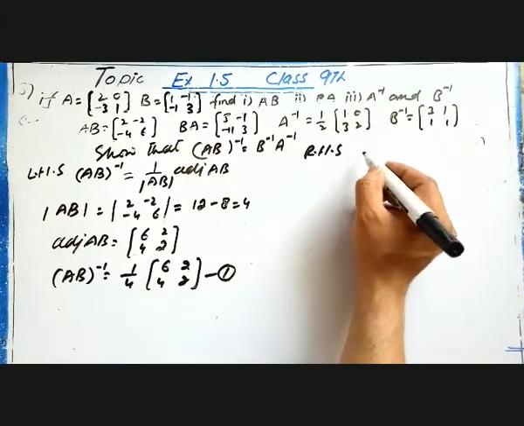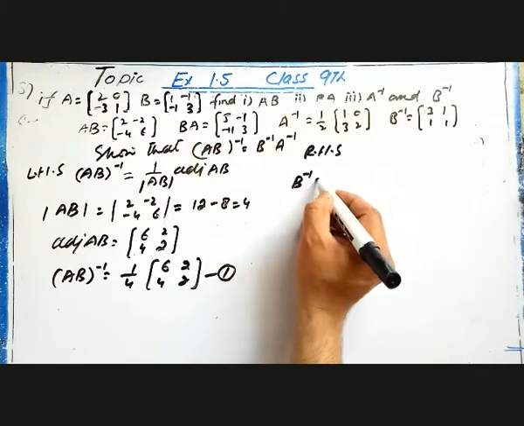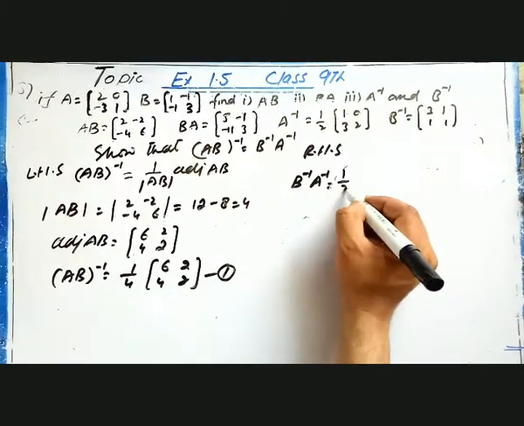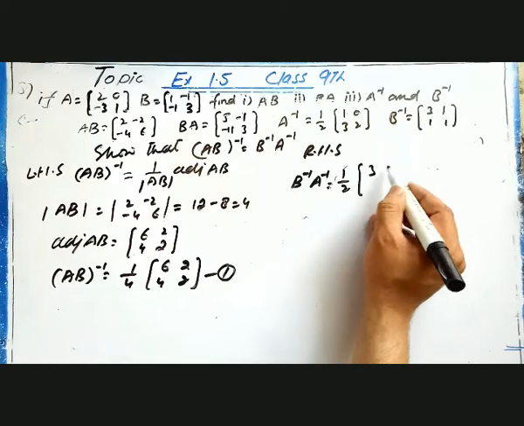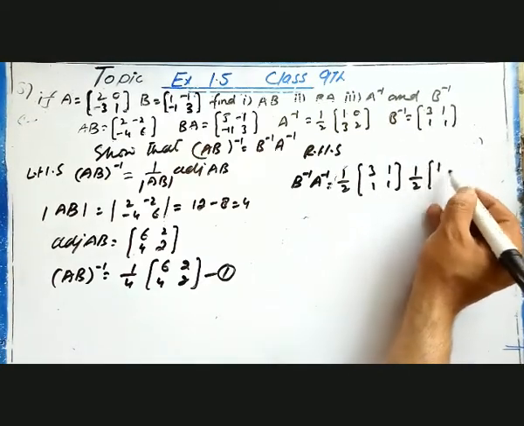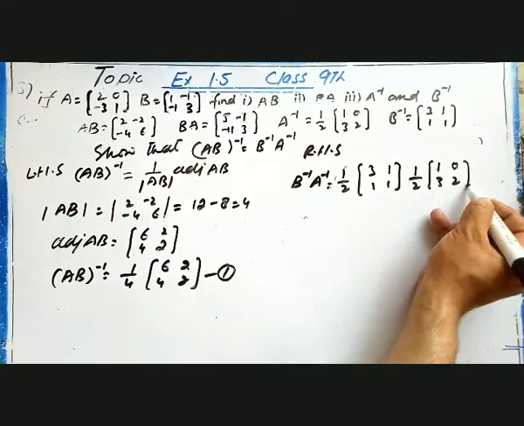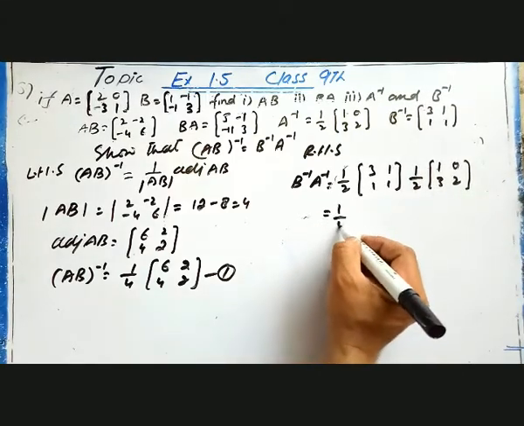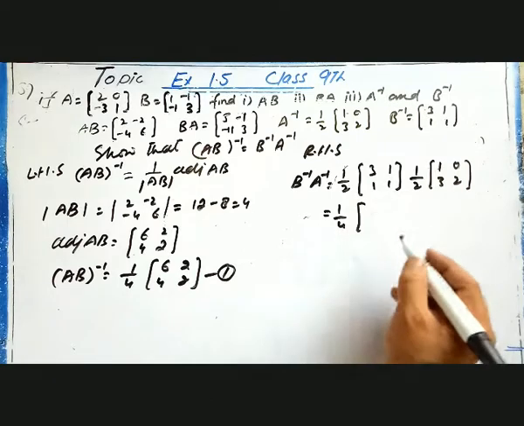for right hand side we have to multiply B inverse and A inverse, which is matrix B is 3 1 1 1, and matrix A inverse is 1 over 2 into 1 0 3 2. That is 1 over 4 1 over 2 1 over 2 1 over 4 आ जाएगा.